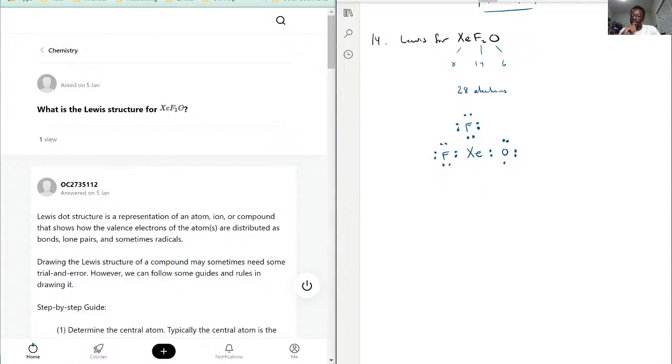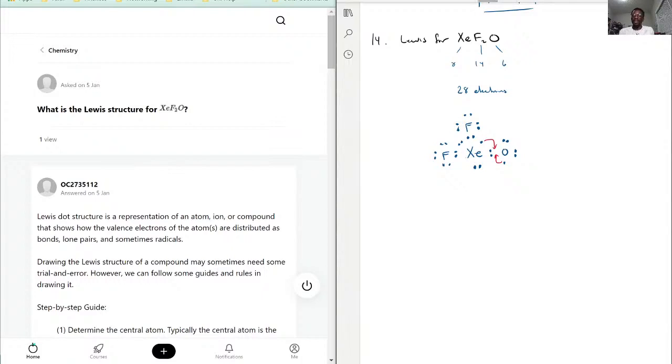Xenon, on the other hand, is sharing 3 of its 8, so there's going to be 4, 5, 6, 7, 8. So there you have it. We have right now 1 unpaired electron on oxygen and 1 on xenon. With that being said, these 2 unpaired electrons are going to go ahead and form another bond. So between the xenon and oxygen, it's going to be a double bond.